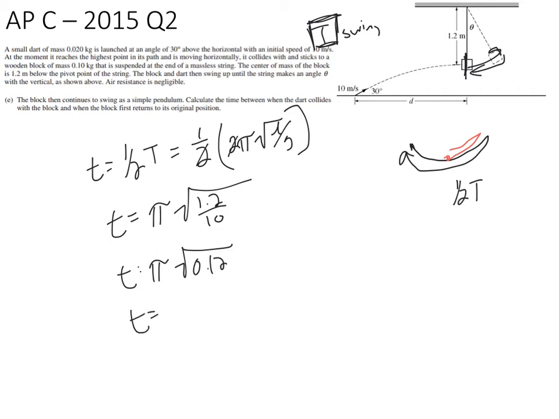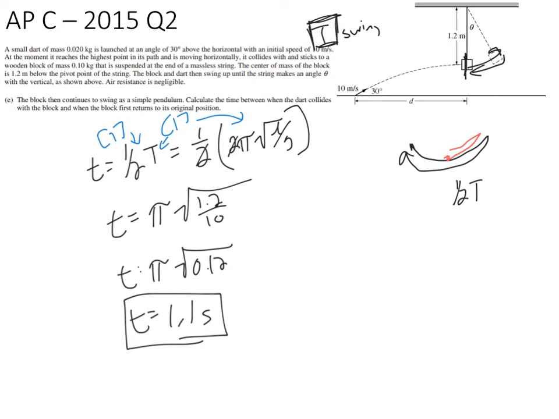And we end up getting a time of 1.1 seconds. Alright, this was worth 2 points. Basically, 1 point for realizing that you had to do period, basically doing this, and then 1 point for dividing in half.